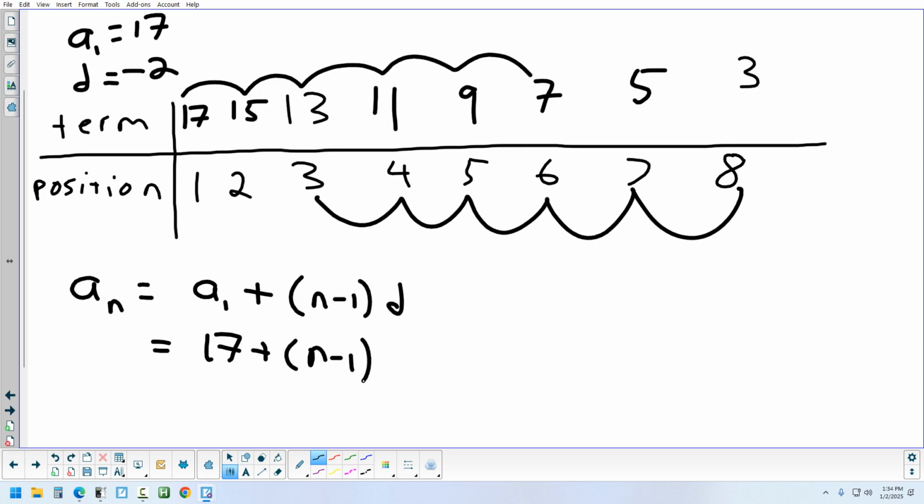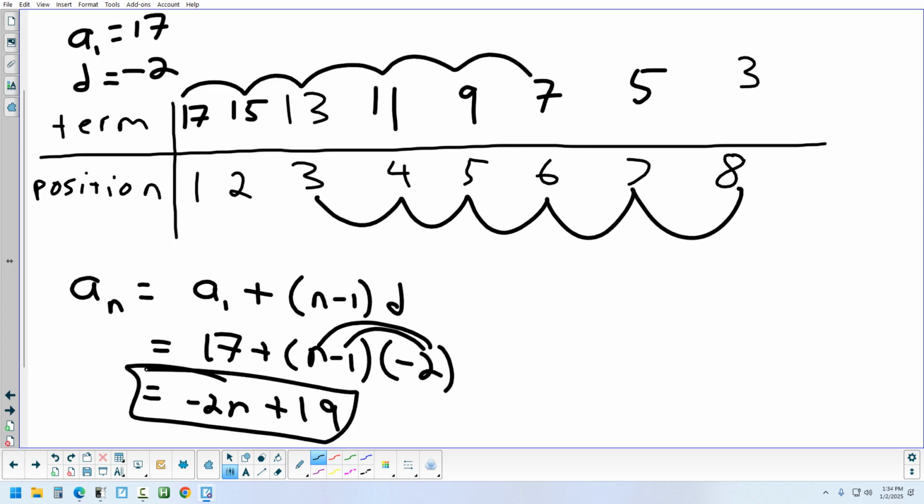And the D is negative 2. Okay, what's negative 2 times N? Negative 2N. Negative 2 times negative 1? 2. 2 plus 17. 19. Okay, and let's pick a number and check it.